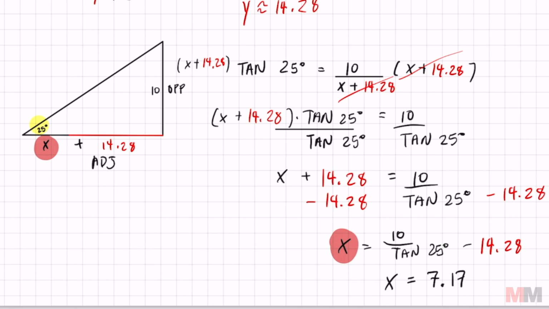Hope that problem helped. And it's just a lot of redrawing with these questions and really visualizing what the word problem is saying. But the rest of it is not too bad.